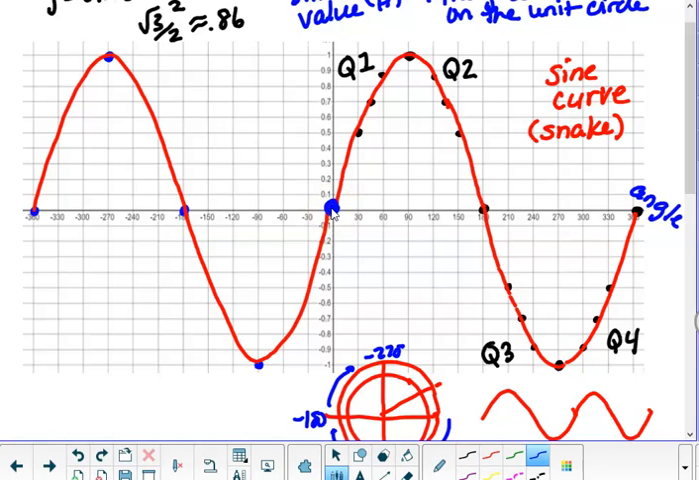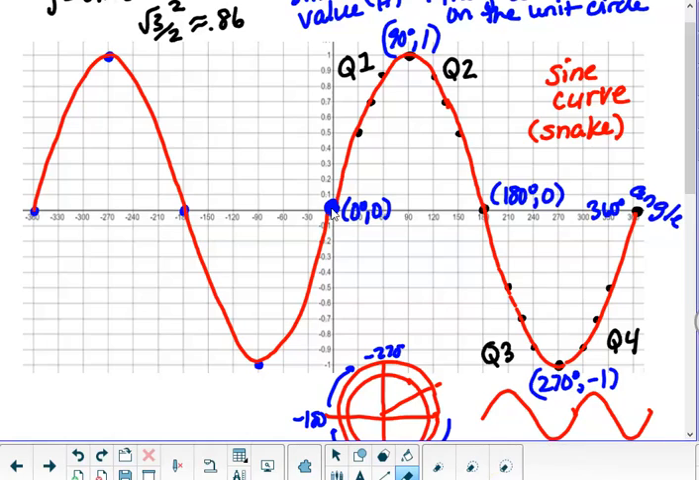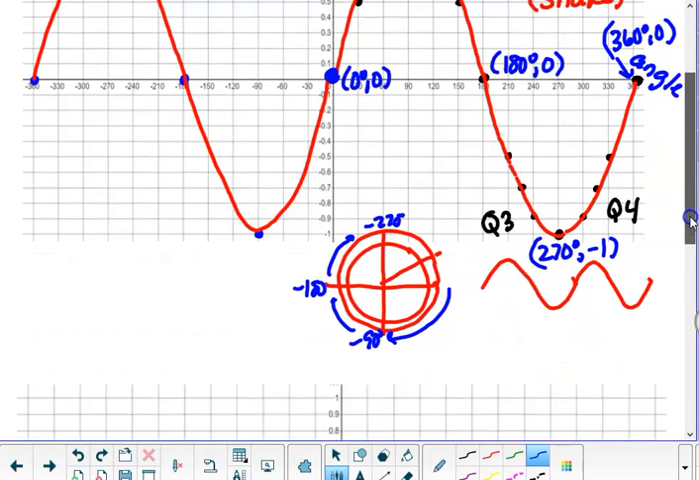So the key points that help us to draw the curve are: at 0 degrees, we start at 0. At 90 degrees, high of 1. At 180 degrees, we're back down to 0 for the sine value. At 270, we're at the very lowest point, negative 1. And at 360, back to 0. Okay, so those are the key points. If you remember those 5 points, you'll be able to draw a sine graph.